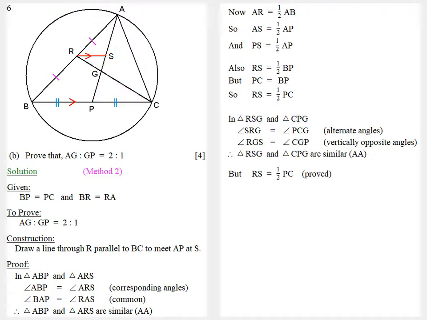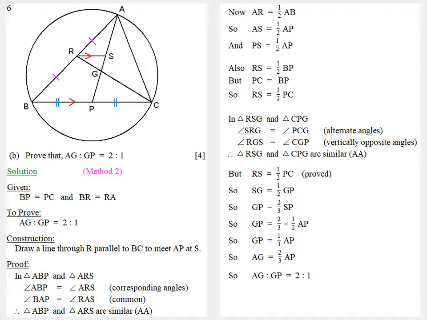But RS is equal to a half PC, proved. So SG is equal to a half of GP because they're similar triangles. Now that means GP is 2/3 of SP. In other words, GP is 2/3 of a half AP. So GP is 1/3 of AP. Now that means AG is 2/3 of AP, and so the ratio AG to GP is 2:1.